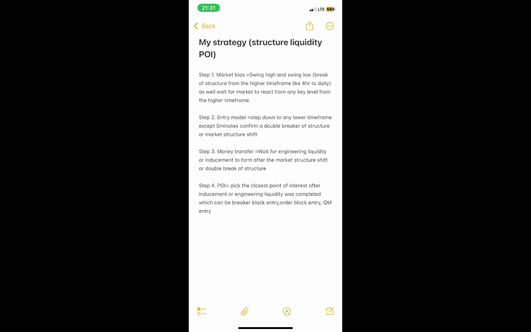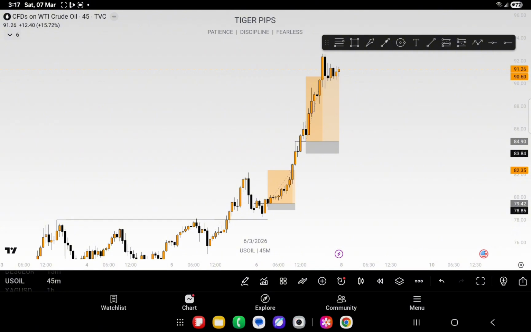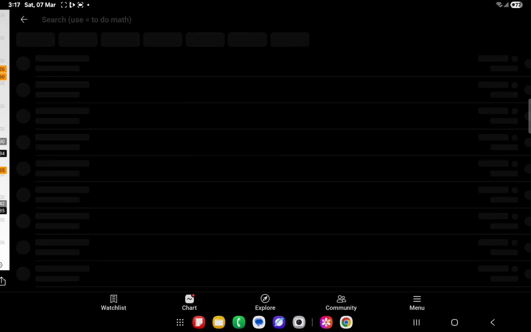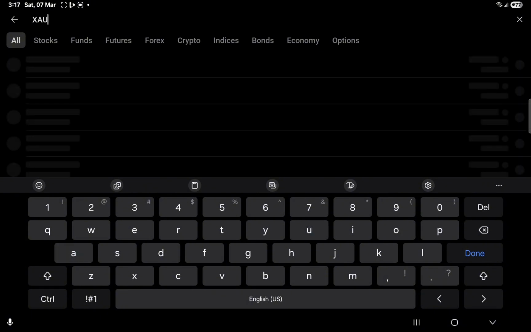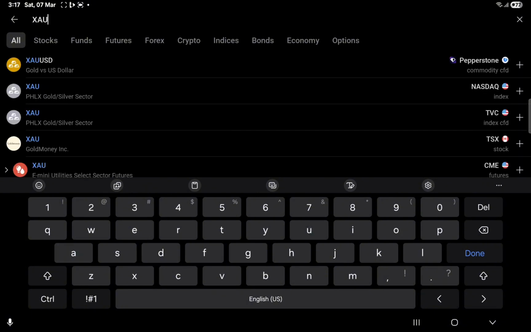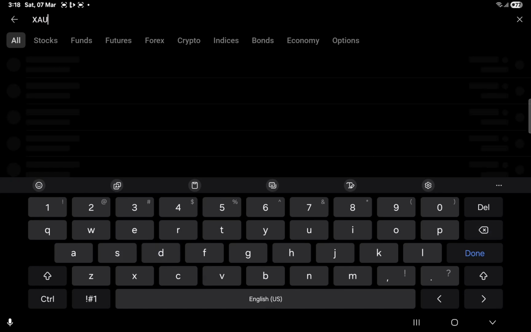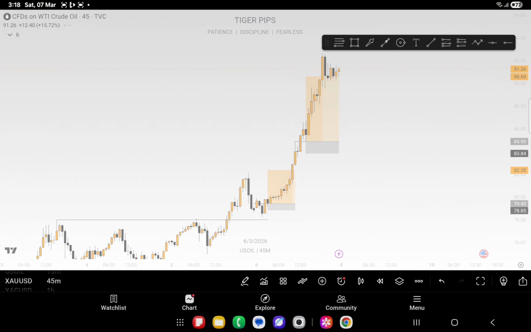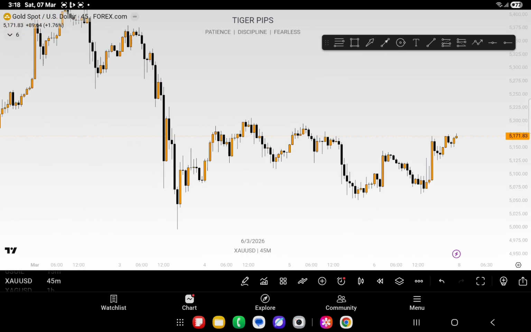Now let's go to the chart, which is my TradingView, and go to the pairs I trade, and you're going to see what I'm talking about. So let me type XAU USD, which is gold, and click here. You now see what the chart looks like and how to trade the chart.